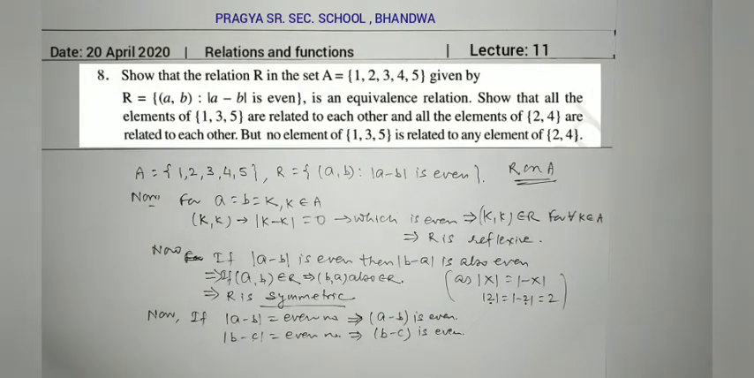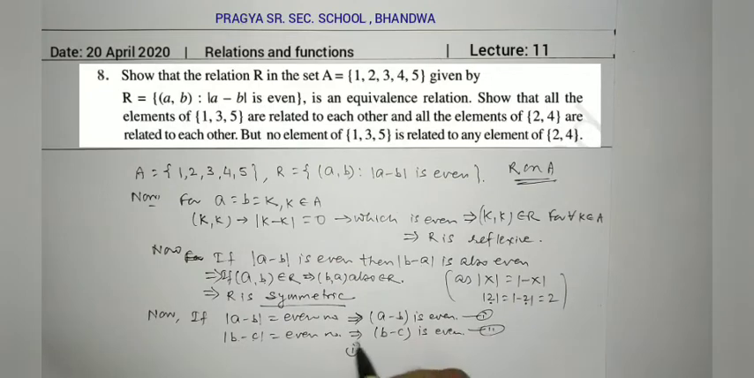Students may have doubt here that we have two cases for mod A minus B, that is either A minus B or minus of A minus B, but no need to consider another case. Why? Because we have to form A comma B and B comma C, so that we will check for A comma C. We will consider only that case here. So A minus B is even and B minus C is even. Suppose this is first case, this is second case.